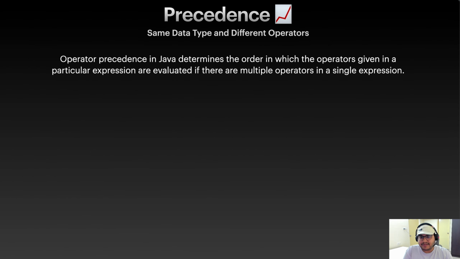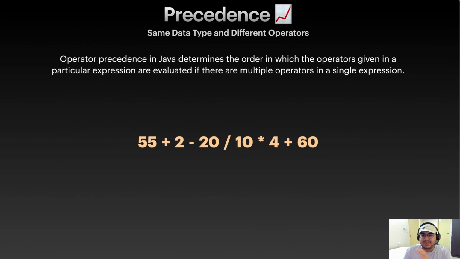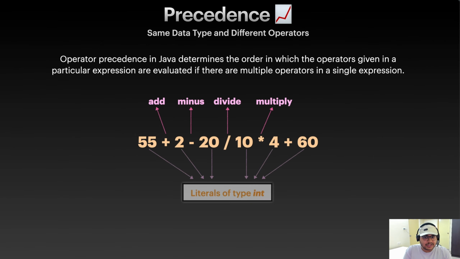Operator precedence in Java determines the order in which operators in an expression are evaluated when multiple such operators are involved. In this section, we will focus on expressions where all operands are of the same data type, but different operators are being used. For instance, take this expression. It contains operators like addition, subtraction, multiplication, and division. However, the operands 55, 2, 20, 10, 4, and 60 are all literals of data type int.